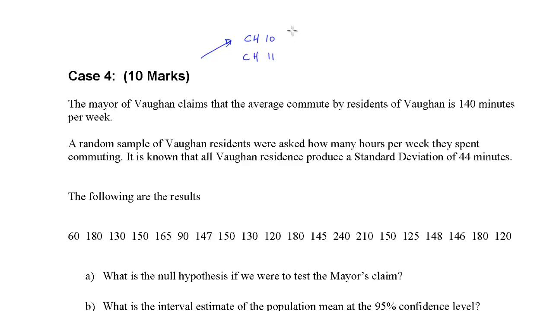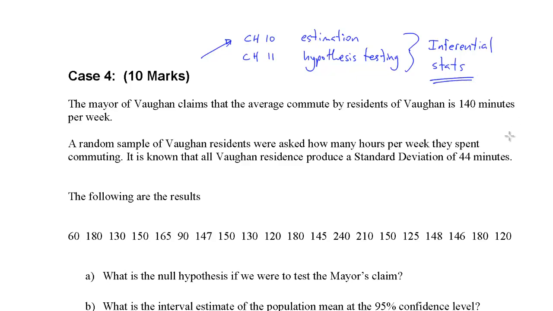Now these two chapters deal specifically with estimation, that's chapter 10, and chapter 11 deals with what's called hypothesis testing. And both of these have something very specific in common. These both deal with what's called inferential statistics. So inferential stats is going to be a situation where there is an unknown, and it's going to be a population unknown.